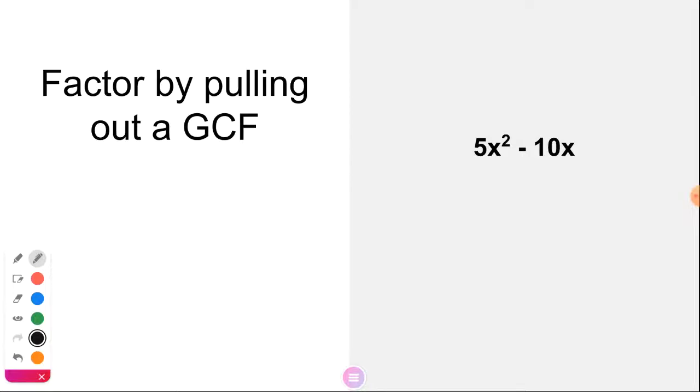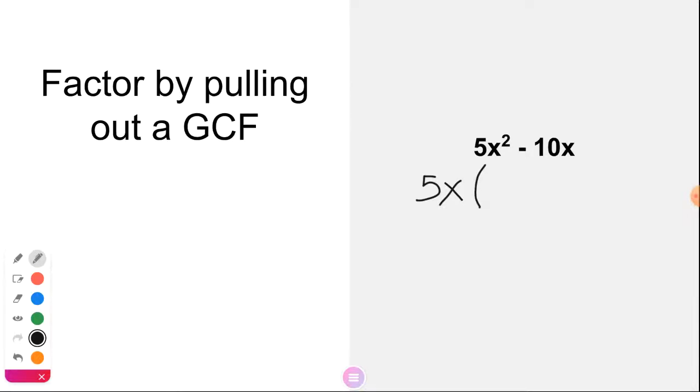Here we're looking for the greatest common factor for 5x squared and negative 10x. For the coefficients, the biggest number that goes into 5 and 10 is 5. But we also have these x values. I have 2 x's on the first monomial and 1 x on the other one. So I can take out an x from both of them. And then we're just writing down what's left.